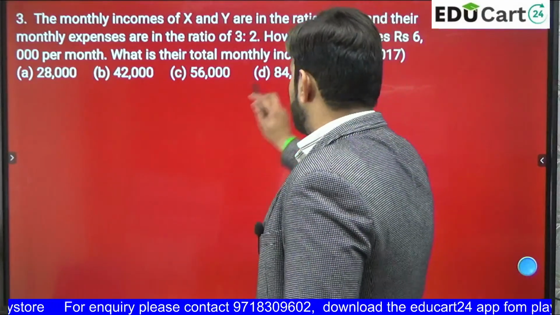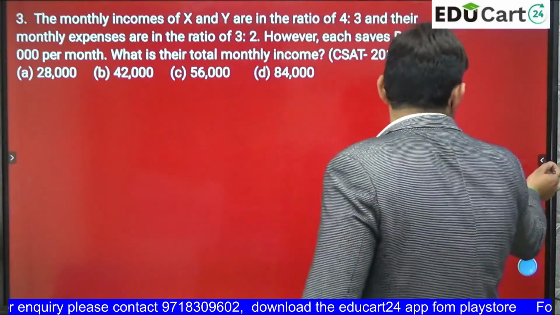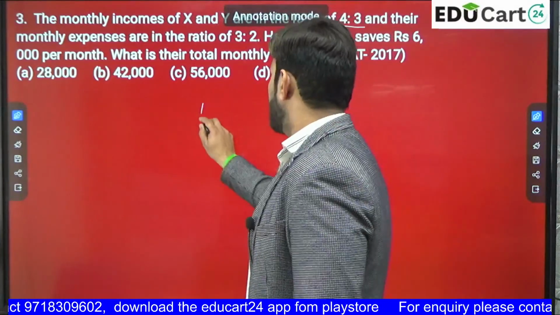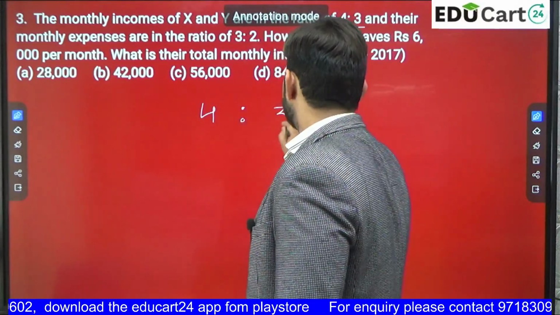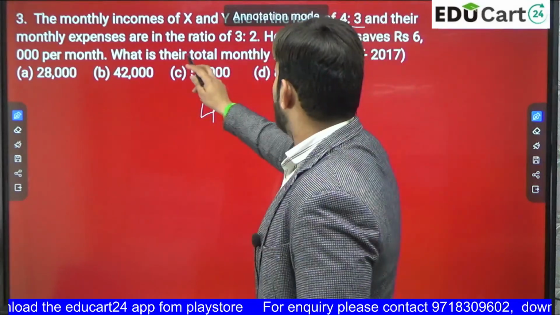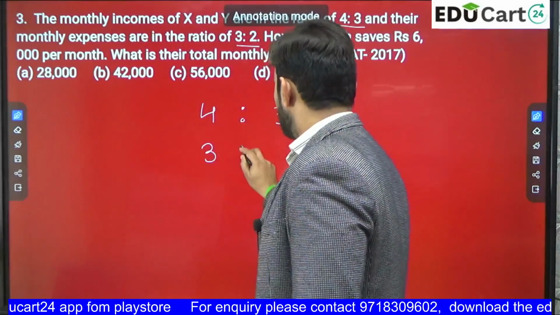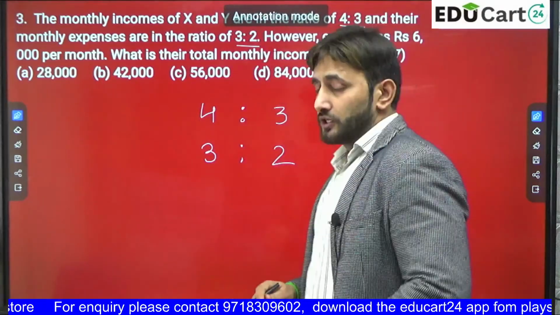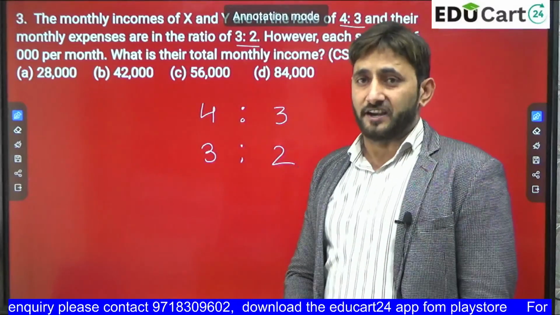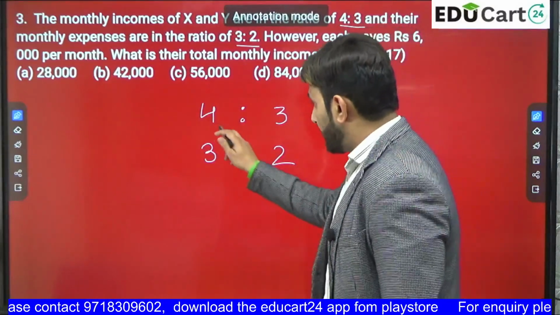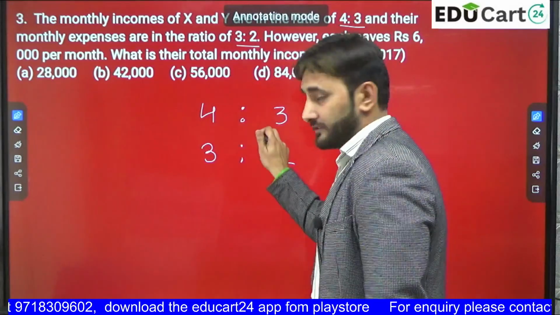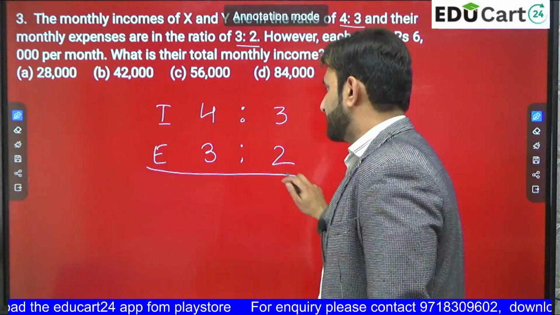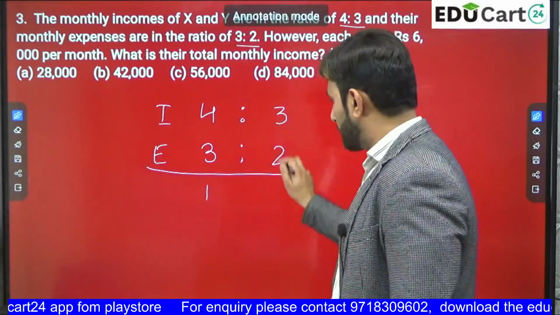Now, the ratio of the incomes is given to us, that is 4:3. Expenditure ratio is 3:2. And each of them saves rupees 6,000. Their savings are equal. So for that, income difference and expenditure difference has to be equal. Income is one part difference. Expenditure also one part difference. So it means now their savings will come out to be equal.